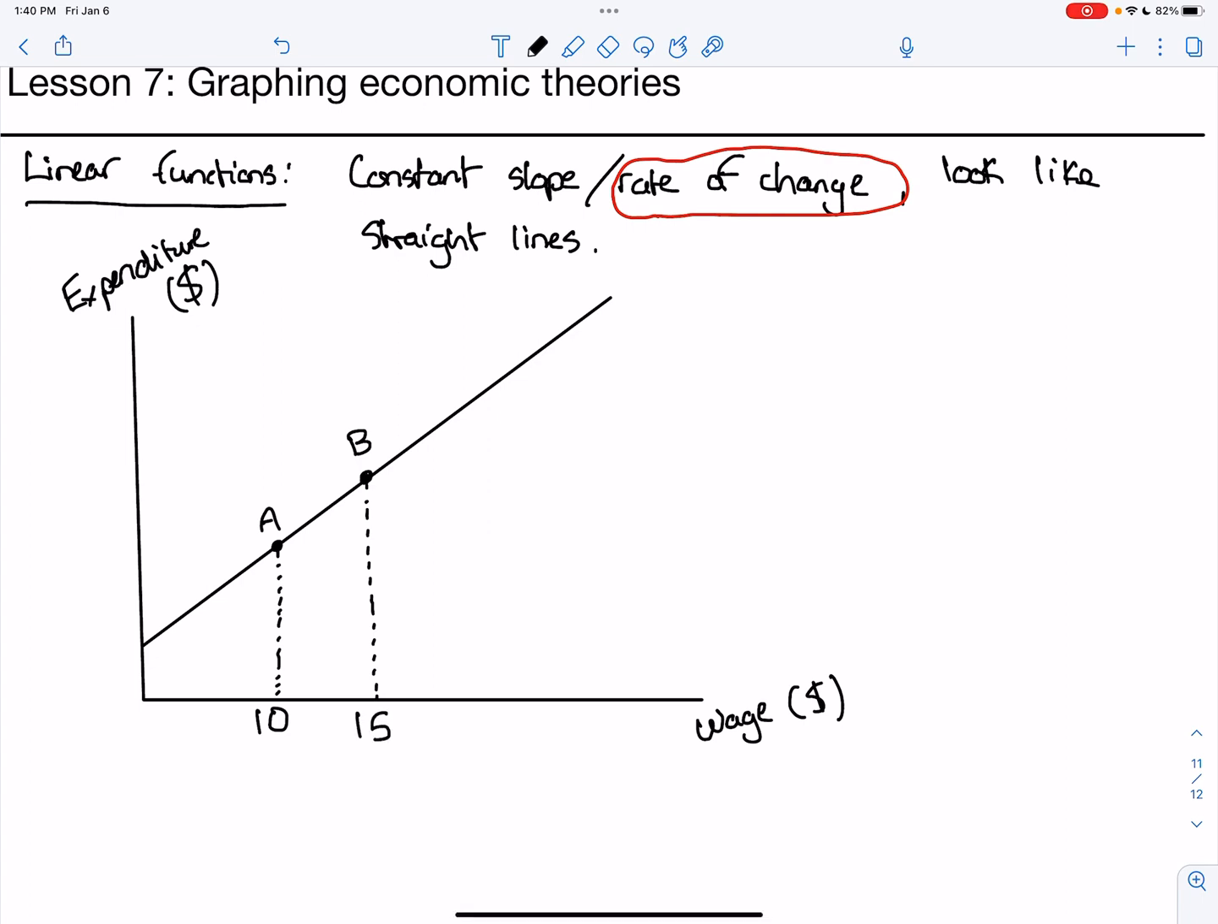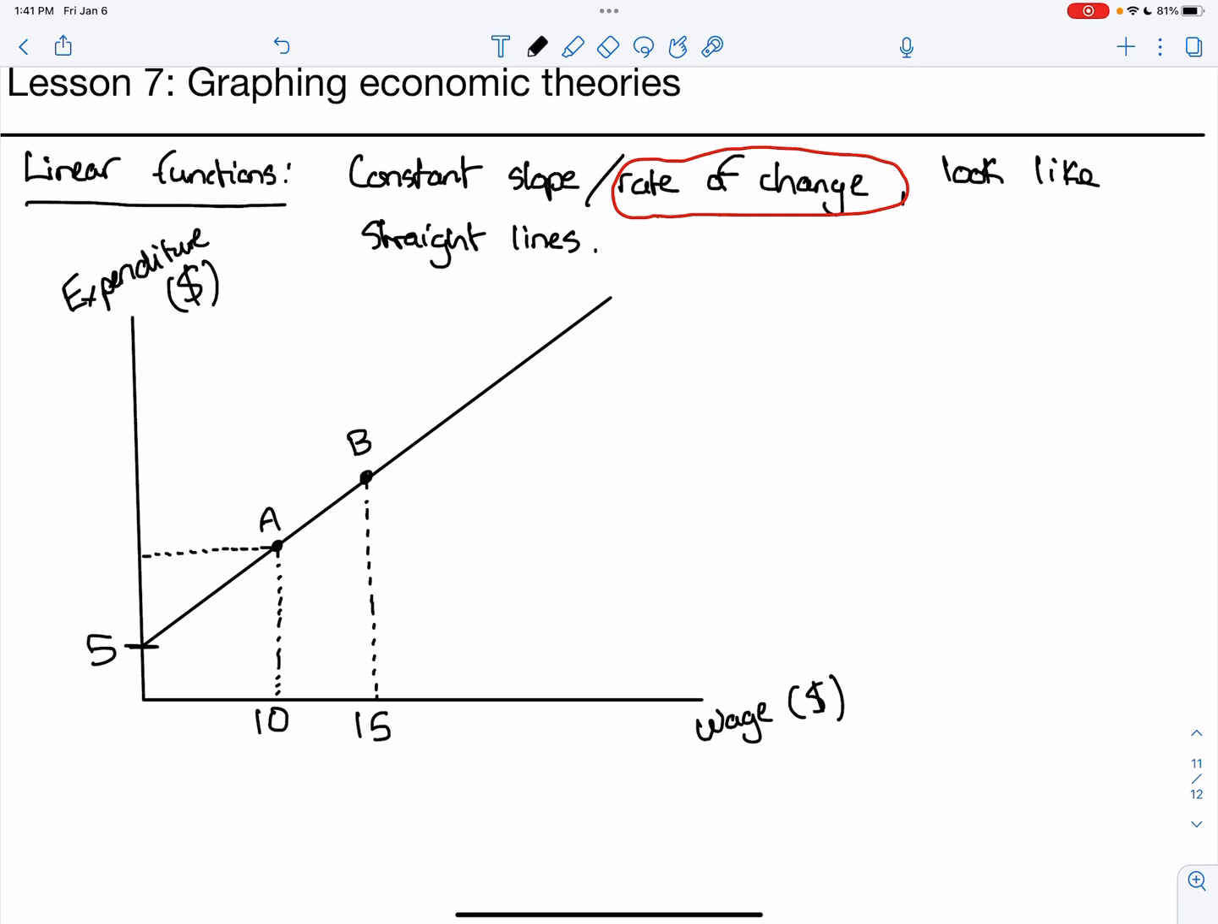Okay, and we already said that for every dollar increase, expenditure increases by 50 cents. So in this case, let's say that at $10 of wages, our consumer is spending, well, it'll depend on what exactly our y-intercept is. Let's just say that this is 5 here. We'll get to that in a second.